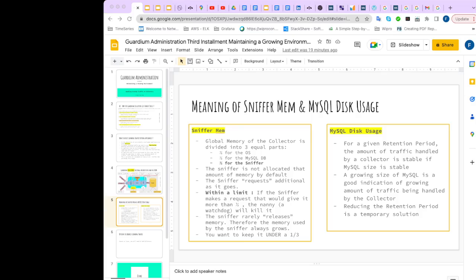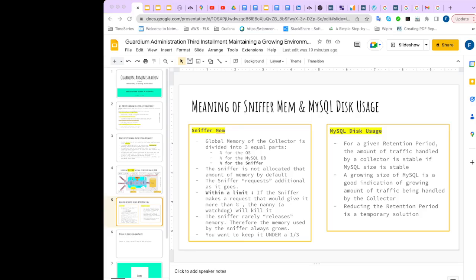So if you see for a given retention period the size of MySQL growing, it's pretty much a good indication that the amount of traffic you receive on this collector is growing, right? And you may at some point have to do something.